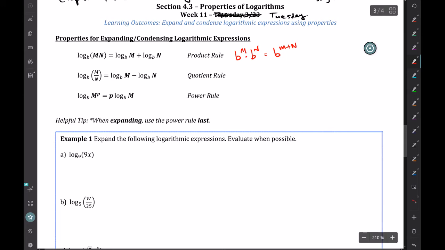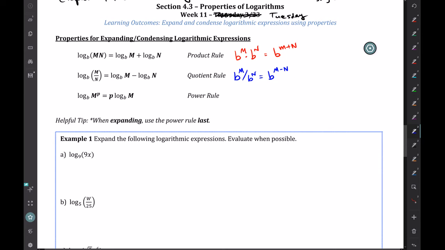Okay, the next rule is log base b of m over n, which is log base b of m minus log base b of n. The quotient rule is coming from the fact that b to the m over b to the n equals b to the m minus n. So these rules are coming from the exponential rules, and I might prove that to you a little bit later.